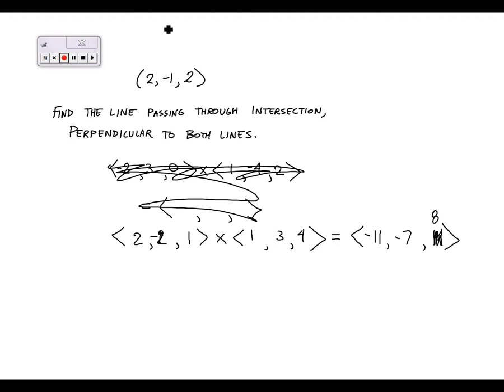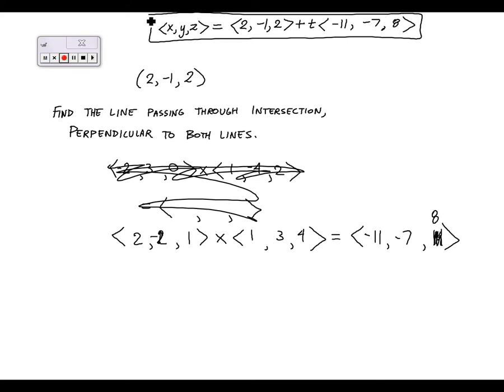What's the equation of the line? X, Y, Z is equal to 2, -1, 2 plus t times this, or any scalar multiple times this would be fine. So there it is. That's a line that passes through the point 2, -1, 2 and is perpendicular to both of the other ones. Pretty cool, right?